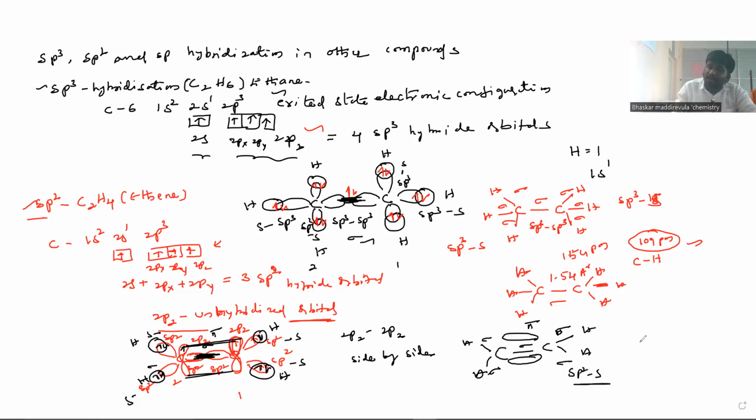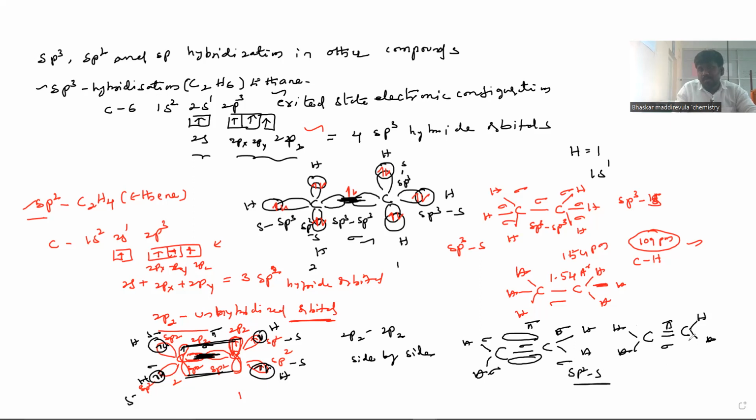And finally, if you draw the structure, there is a double bond between carbon and carbon, and there is a single covalent bond between carbon and hydrogen. Out of the double bond, one is a sigma covalent bond and one is a pi covalent bond.